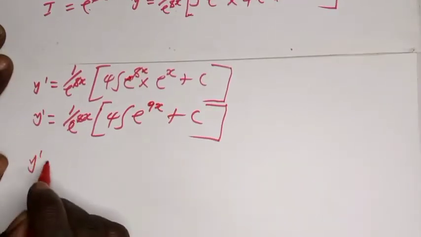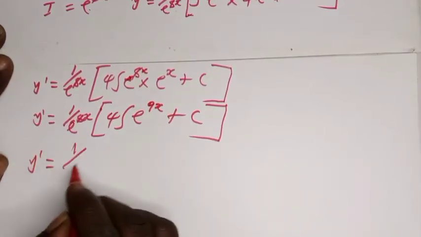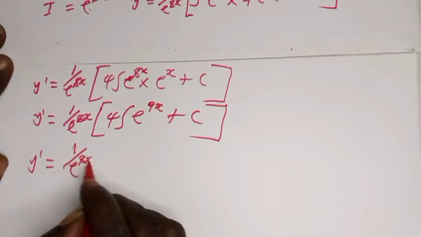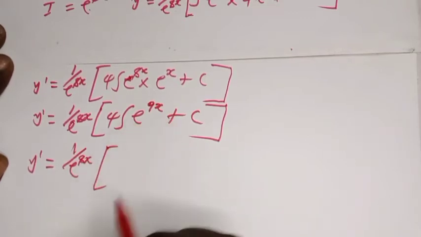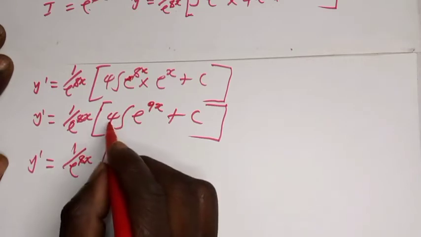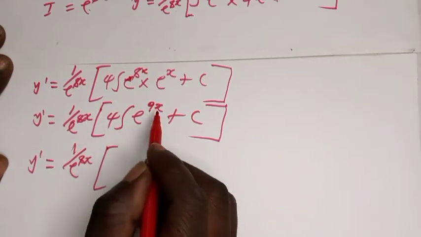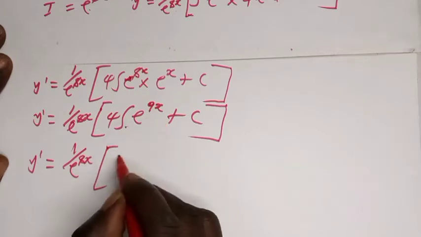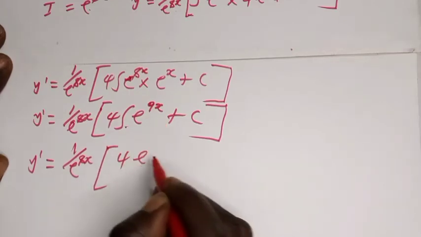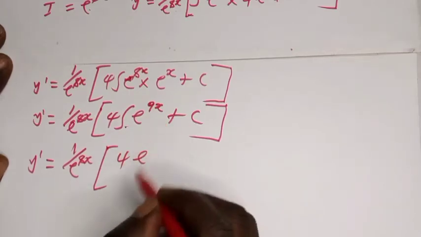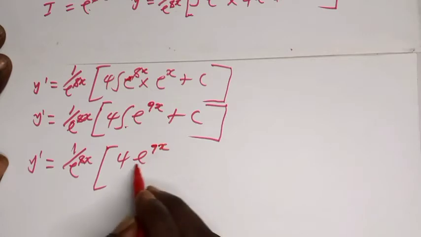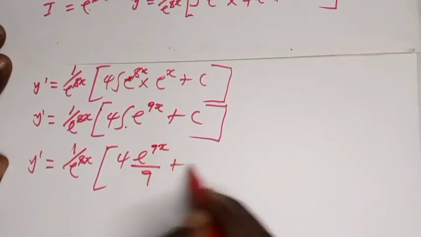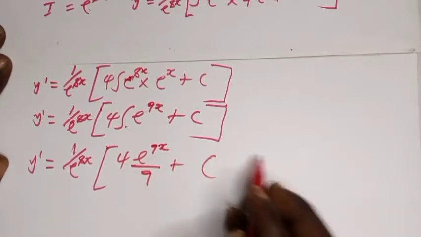Then y equals 1 over e power 8x, open square brackets. Then let's integrate this one, in which it will be 4e power 9x over 9 plus c.